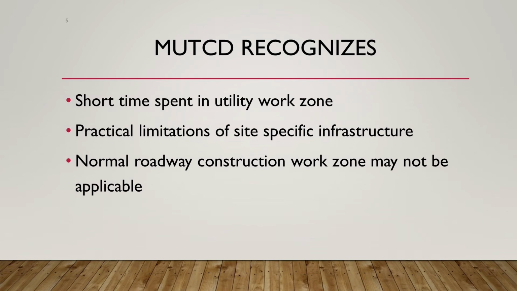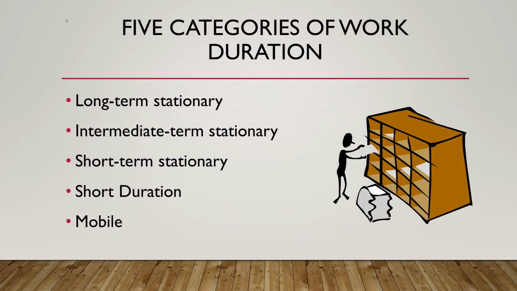The Manual on Uniform Traffic Control Devices, or MUTCD, recognizes that shorter times are spent in utility work zones. There are some limitations that are real practical limitations of site-specific infrastructure, and normal roadway construction work zone might not be applicable to what's going on in a utility zone. So that's important to keep in mind. The MUTCD does describe and talk about this kind of issue with utilities.